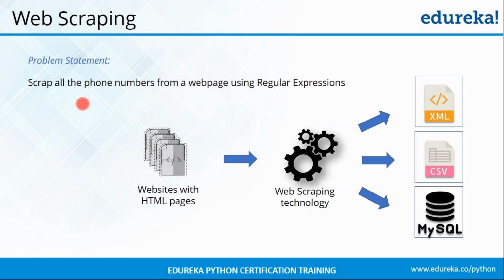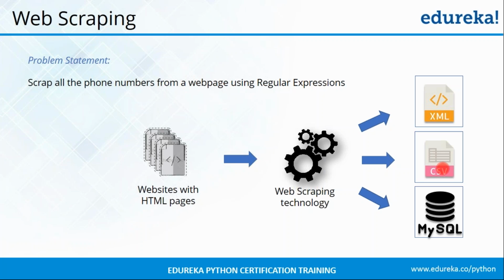Now if I want to scrape some useful information from those web pages, I can use web scraping and extract that content, and I can save it wherever I want. I can save it in an XML format or a CSV, basically however I want to save. So you can do that with Python regular expressions.